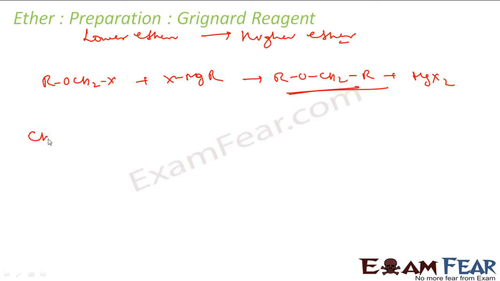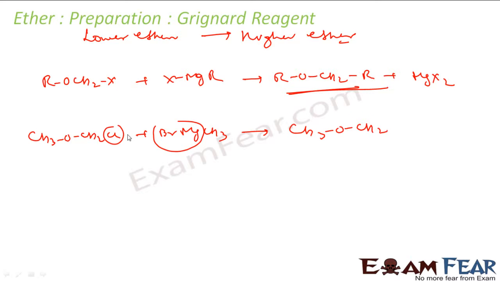If you want to take one example, CH3O, CH2Cl, this is the small ether, and here I'll add the Grignard reagent. So what will happen now is this Cl will come out. You will get CH3O, CH2 instead of Cl. I get CH3 here, and I get MgBrCl. This is a typical reaction. I won't go into the reaction mechanism because we have seen so many Grignard reagent reactions, pretty easy.